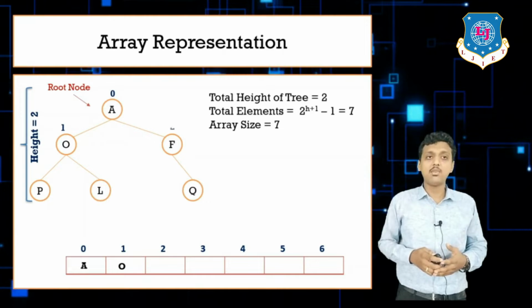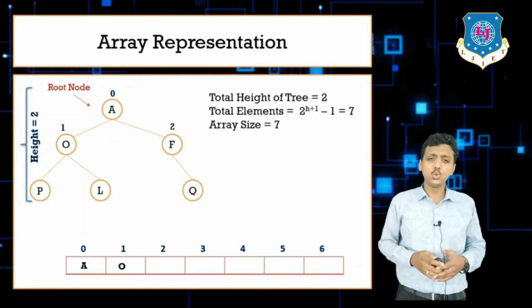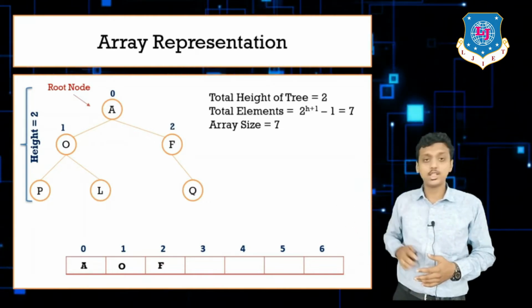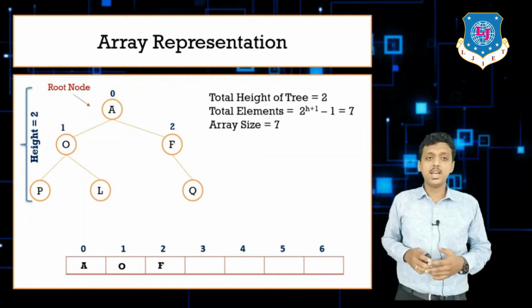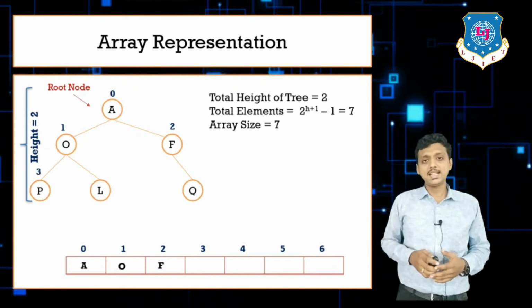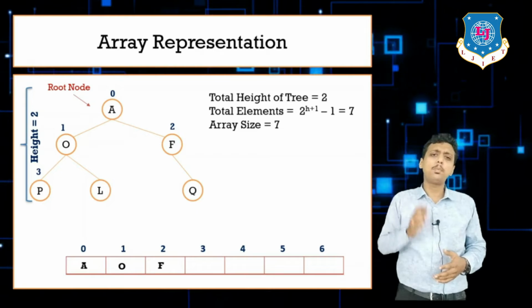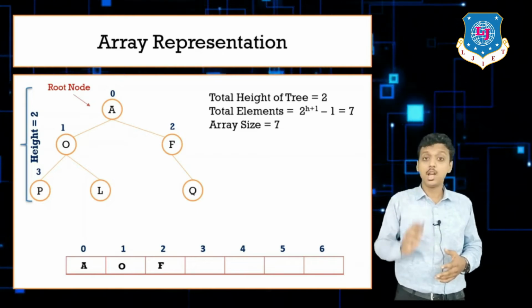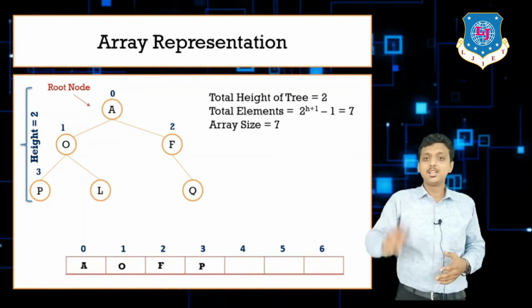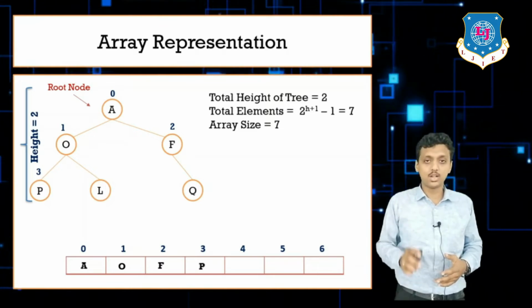Now students, next we have F. So F's index is 2, you can see, then F is placed at 2. Now next we have P. So P's index is 3, so we need to place P at index 3. Now next we have L. So L is placed at 4.